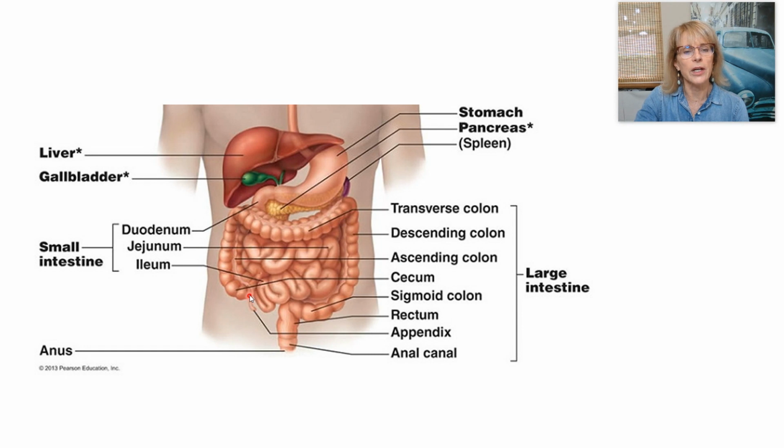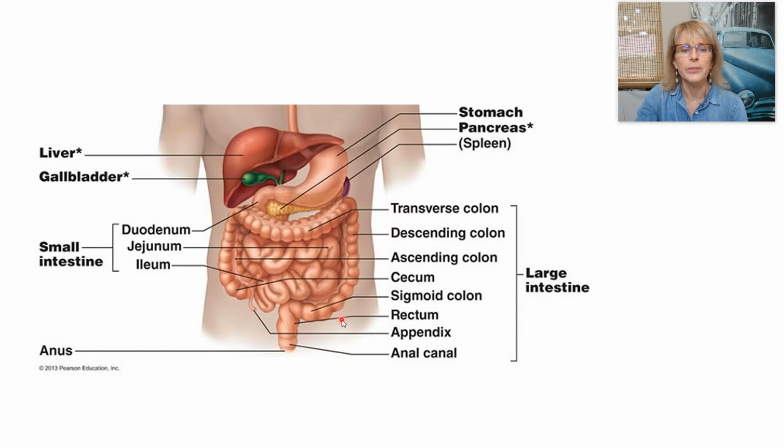Then we go down here into the large intestine. The large intestine is also known as the colon. The door between the small intestine and the large intestine is called the ileocecal valve. The ileocecal valve can also be called the ileocecal sphincter. It's called that because it's between the ileum, which is the last part of the small intestine, and the cecum, which is the first part of the large intestine. Hanging off of the cecum is our appendix.